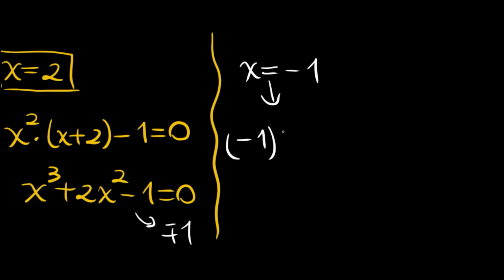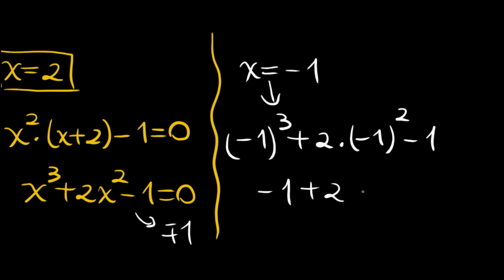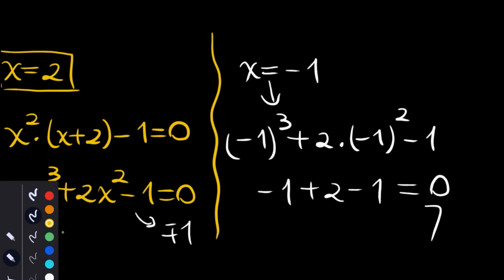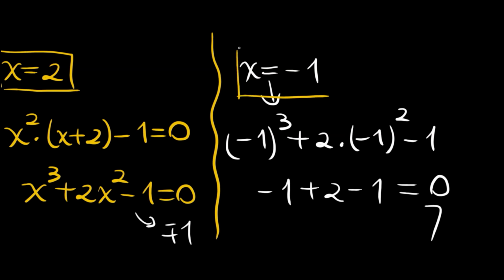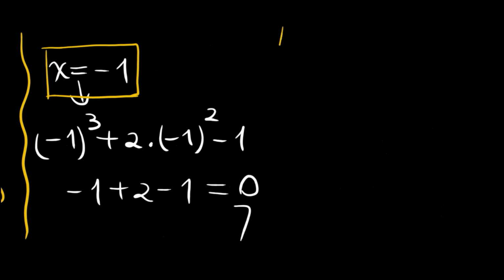Negative 1 cubed plus 2 times negative 1 squared. Negative 1 cubed is negative 1. This is plus 1 times 2 is plus 2. Minus 1, this is equal to 0. So our second root here is negative 1. Also this will be checked.